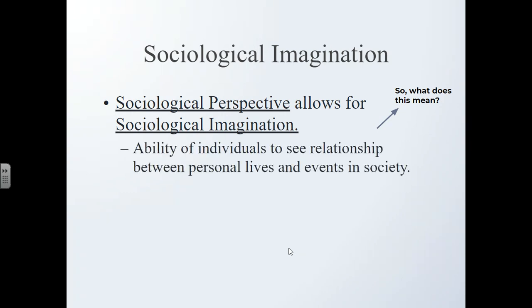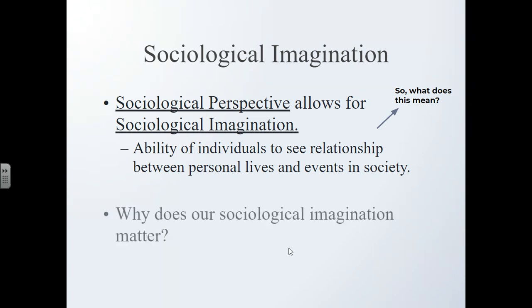Next, I want to look at sociological imagination. All right. So, our perspective, our point of view, or our sociological perspective, the broader point of view, allows for sociological imagination. So, what is this? The ability of individuals to see the relationship between their personal lives and events in society. All right. So, let's take this back and ask why this matters.